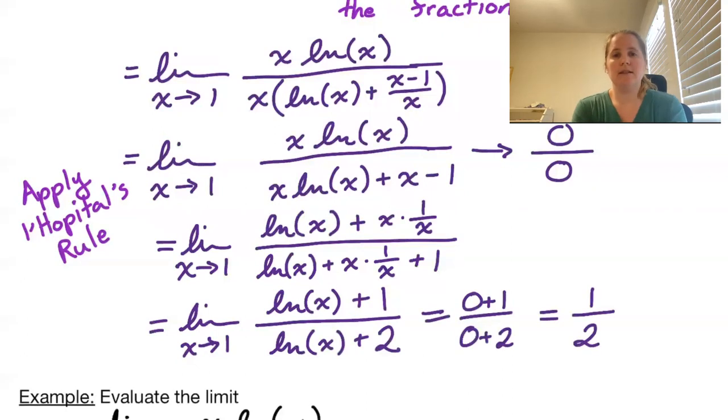So in this case, we were able to manipulate our subtraction of infinities into a fraction that went to 0 over 0. Applied L'Hopital's rule, did a little algebraic manipulation, still had 0 over 0, applied L'Hopital's rule again, and we were able to evaluate the limit.